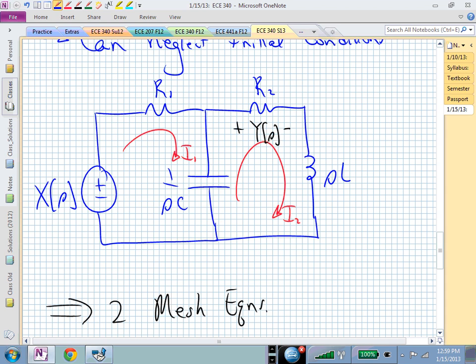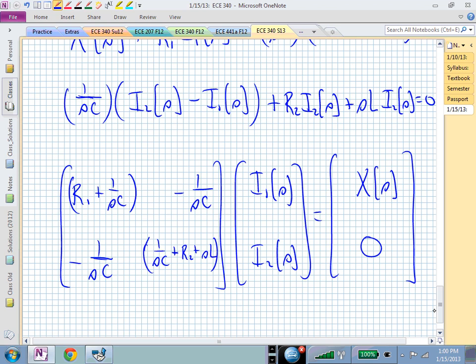And then I look to see what's on the right-hand side, or the forcing side, and I look at my inputs and see if those enhance or impede this positive current. In this case, if I increased X, I1 is going to increase. So X comes into the first equation with a positive sign, and that's the only term on that right-hand side. There are no forcing terms or inputs in the second mesh. So that's why this 0 is there.